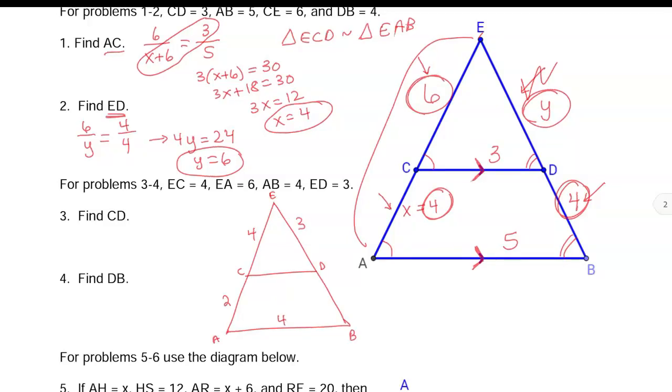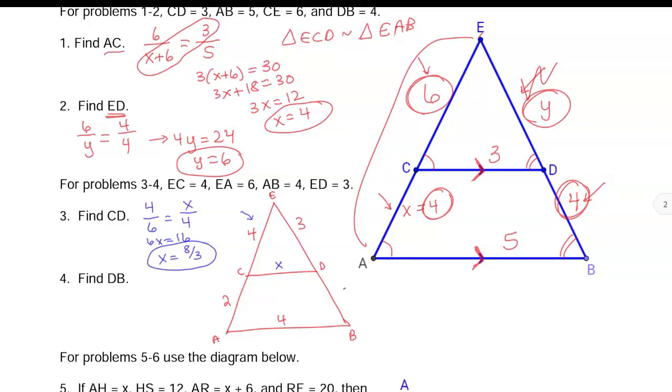Now we need CD. So I'm going to put a little x by CD, and it's the bottom of the triangle. So I'm not going to be able to use side splitter on this one because it's not the sides, it's the bottom. So I'm going to use the left side of the little triangle over the left side of the big triangle. So that would be 6 equals the bottom of the little triangle, x, over the bottom of the big triangle, 4. Cross multiply, I get 6x equals 16, and divide by 6, I get 8/3. So CD is 8/3.